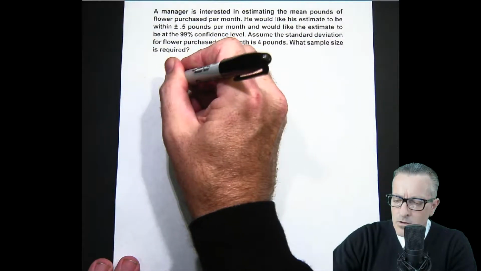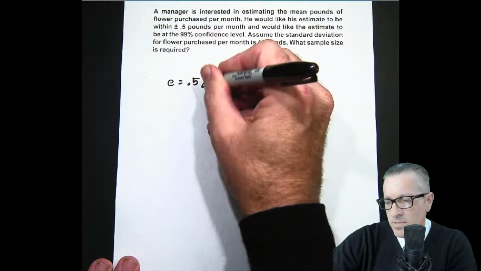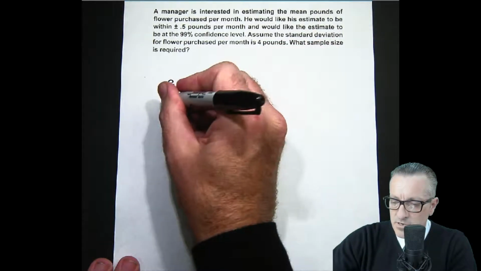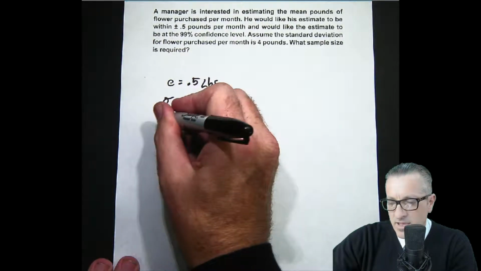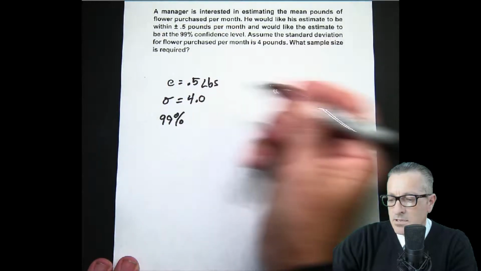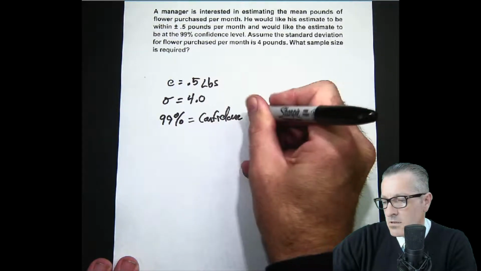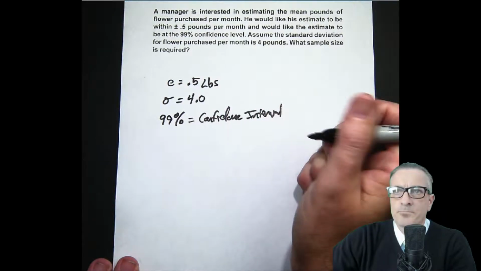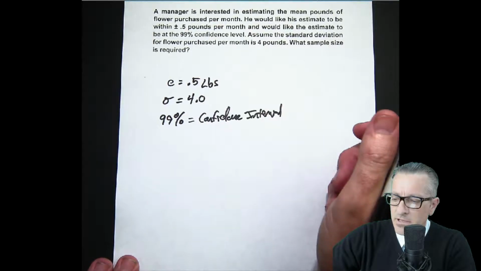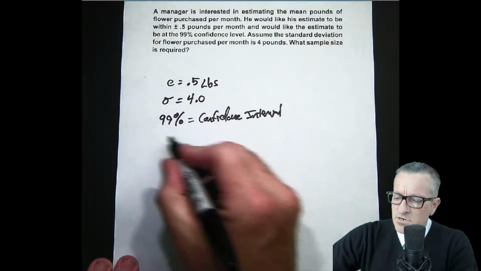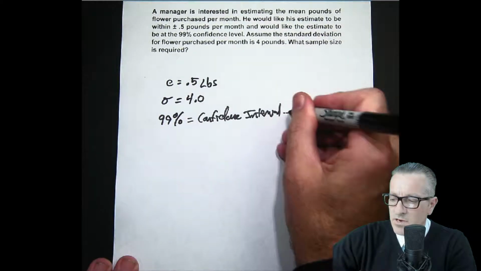So for this problem, our error is 0.5 pounds, and our standard deviation is 4.0, and we have a 99% confidence interval. So really for this problem, it's kind of a basic formula that we're going to apply. Okay, and this 99% confidence interval turns into our z-score.